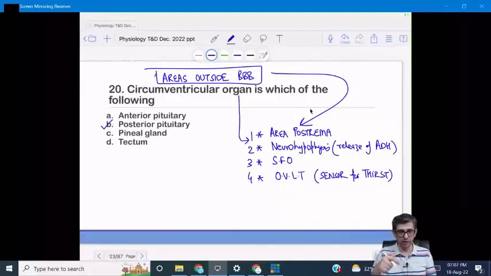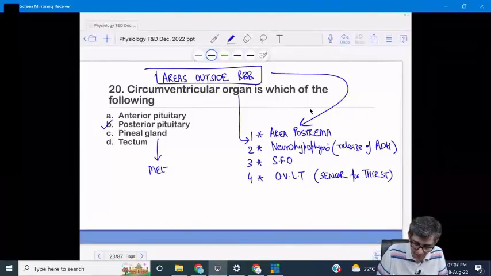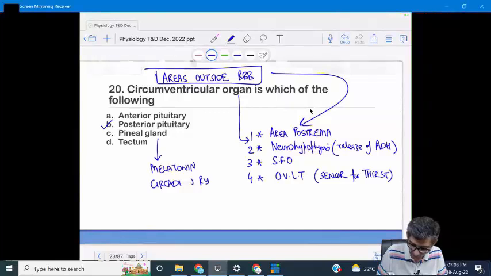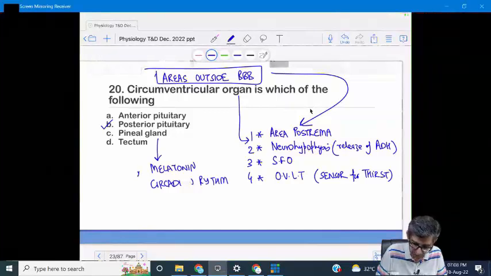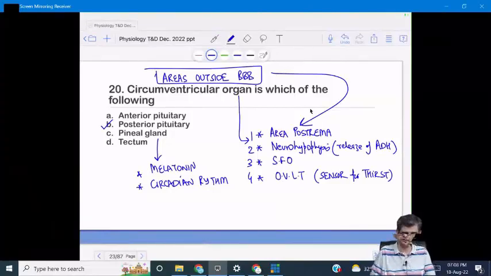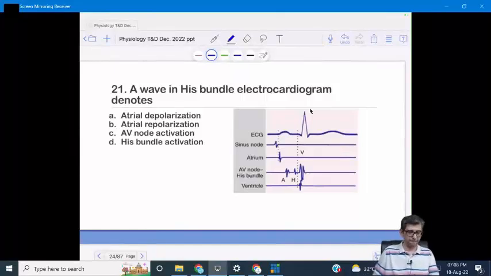It's not the pineal gland. The pineal gland is about melatonin, so the standard question there is the one on circadian rhythm. Okay, answer 20 is beta. We come to question number 21. Yes, median eminence would be the middle part of the pituitary basically.